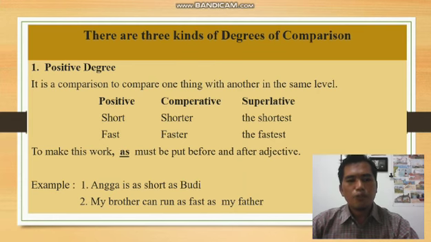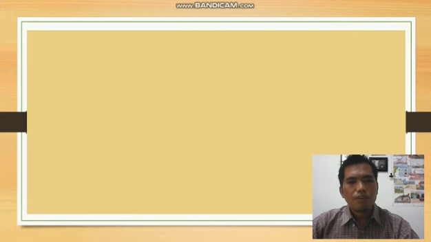Number two, my brother can run as fast as my father. Look at as, it is put before fast, and another as is put after fast. Fast is the adjective. My brother and my father have the same ability when they run. They can make the same speed when they run. Okay, did you get it?